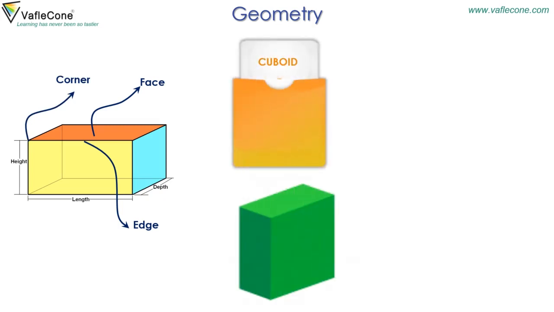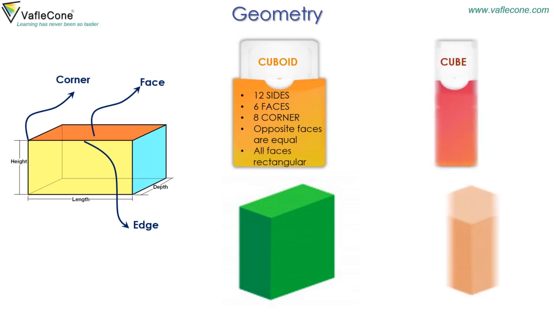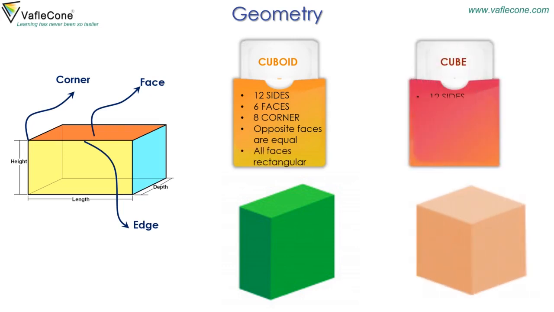A cuboid has 12 sides, 6 faces, 8 corners. Opposite faces are equal. All faces are rectangular. Cube. A cube has 12 sides, 6 faces, 8 corners. All faces are equal. All faces are square.